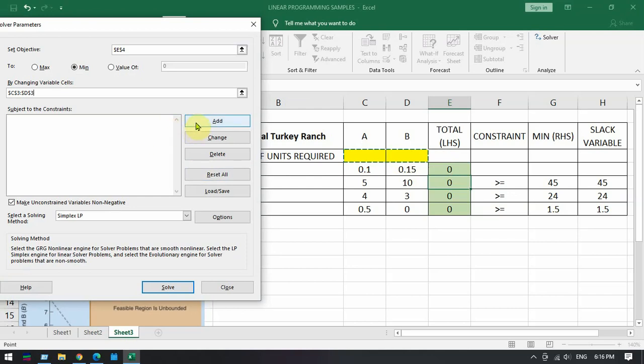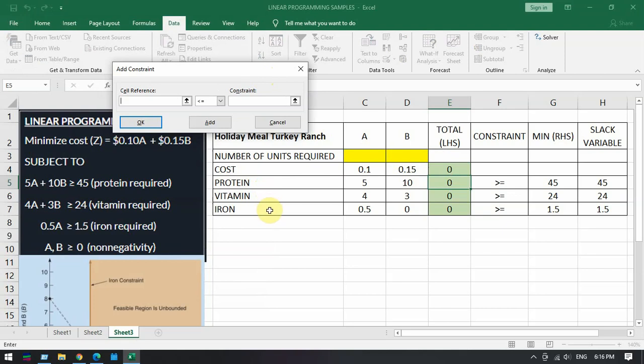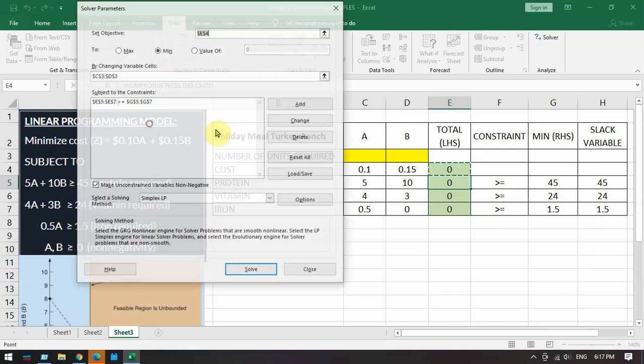Okay, and then we have constraints. So we have 3 constraints here for protein, vitamin, and iron. And as you can see here, all of them are greater than or equal to. So that's the function that all of them are using. So we can just highlight and add all these constraints together at once. Okay, so this is for the left hand side, and then the function is greater than or equal to, and our right hand side constraint is this. Okay, and then click OK.